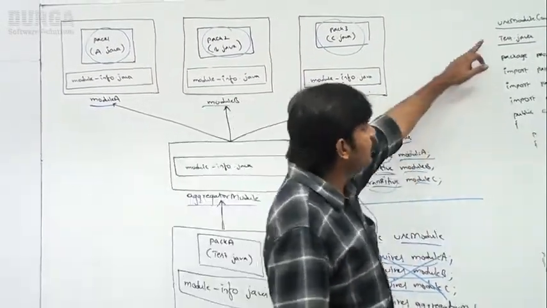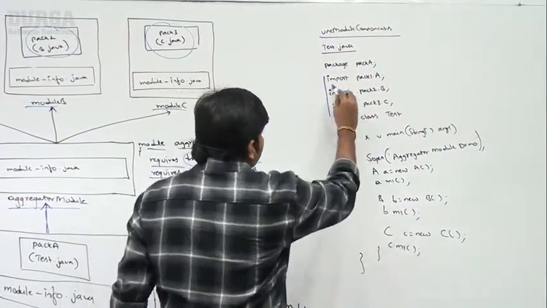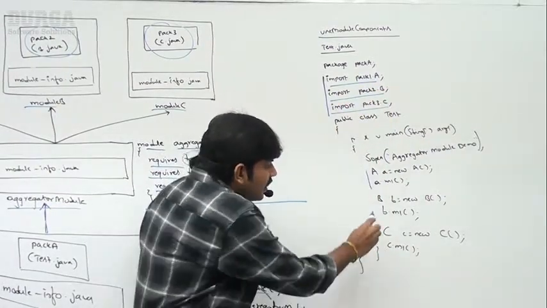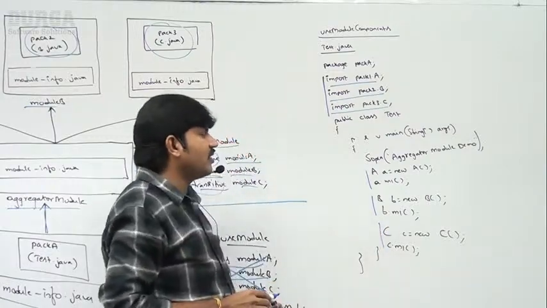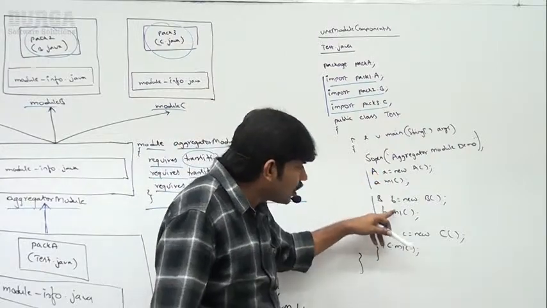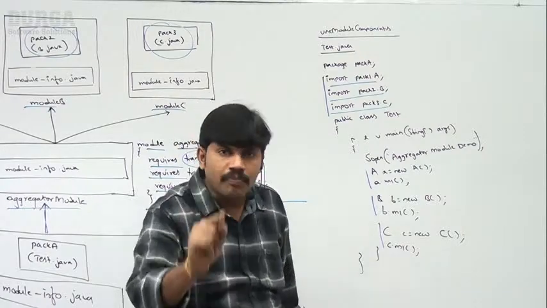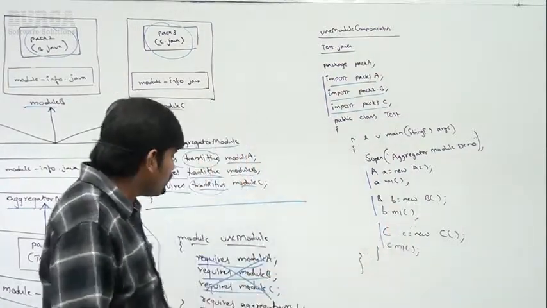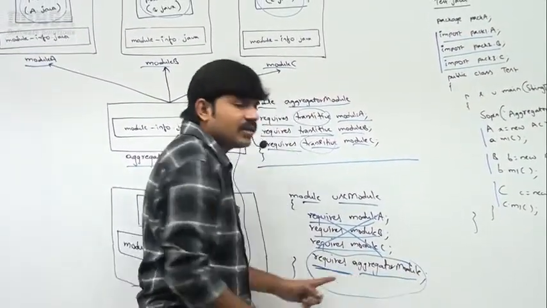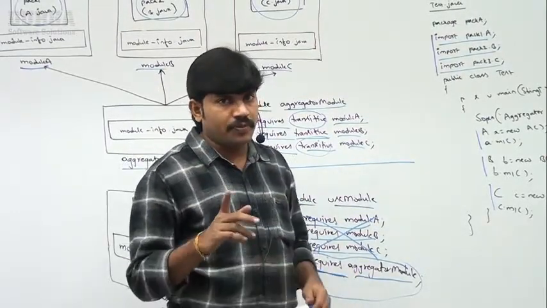Sir, now in my use module, test.java is there. Inside test.java, I import pack1.a, pack2.b, pack3.c, and I'm creating an A object calling the m1 method, creating a B object calling m1, creating a C object calling the m1 method, right? Make sure in my use module, I'm using A module functionality, B module functionality, C module functionality. All the 3 modules' functionality I'm using, right? But in the use module's module-info.java, I wrote only one line. What is that line, sir? Requires aggregator module. Only one line I use, sir. I hope you people are in a position to understand, right?